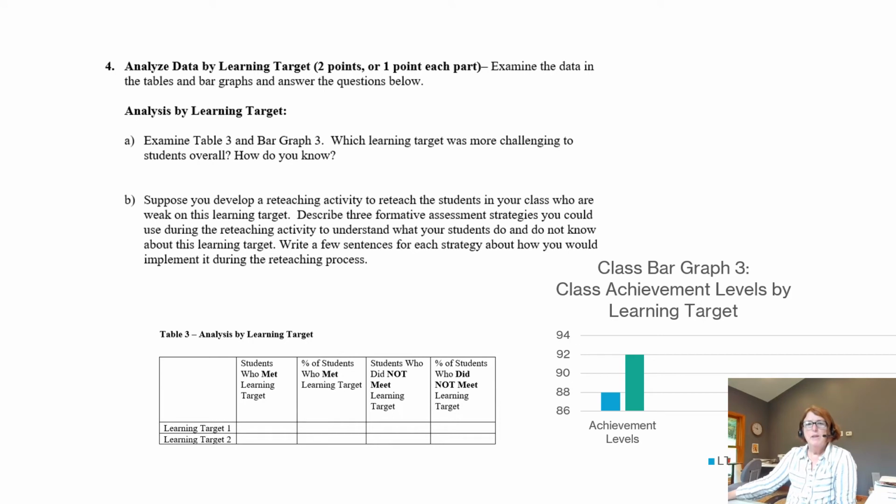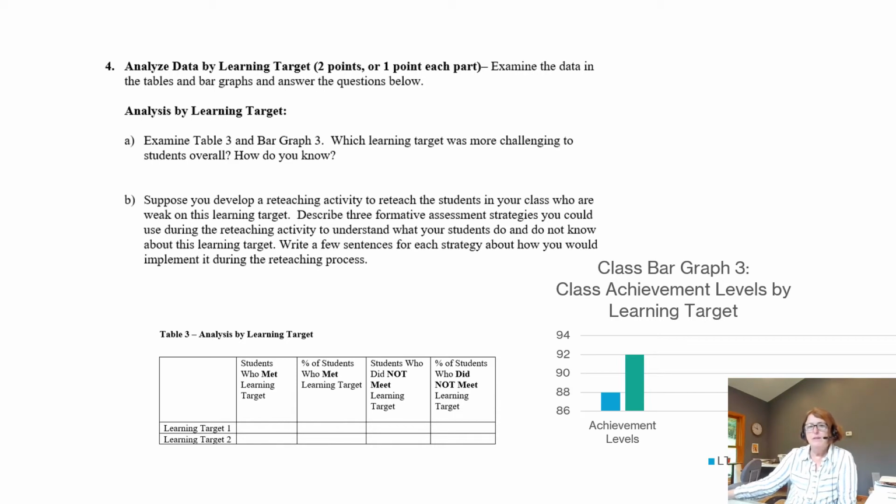So now we go back to one of the graphs that we've just talked about. That's class bar graph 3. You'll remember that's the achievement levels by learning target. And you're going to do a little bit of analysis. Questions A and B here ask you to look at that chart and report out some analysis. Let's look at A. Examine table 3 in bar graph 3. Which learning target was more challenging to students overall?